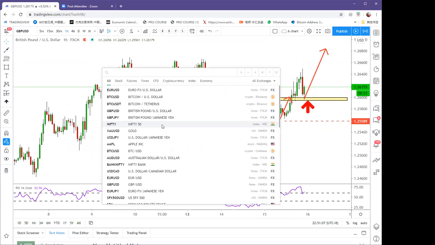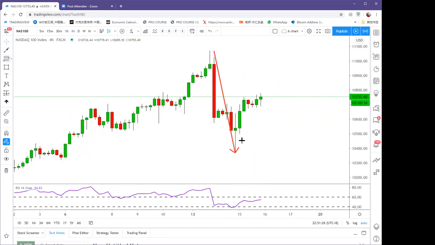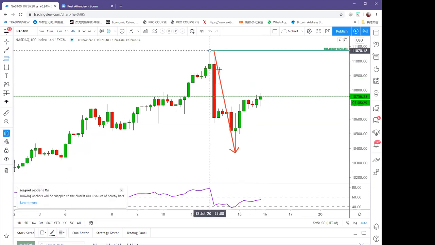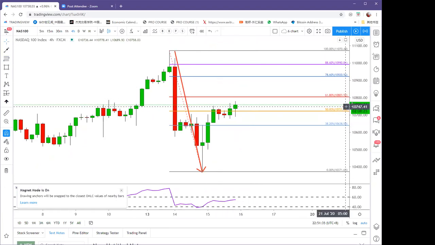Nasdaq or some stock maybe. Okay. Let's go to Nasdaq. The Nasdaq made an all-time high last week, to 11,000, but it came with a very strong bearish move here. And now it's coming back, recovering this downfall. But I'm going to use the 618 level. So I'm going to keep my eye on 10803. Okay, so 10803 could be a selling place for the Nasdaq.